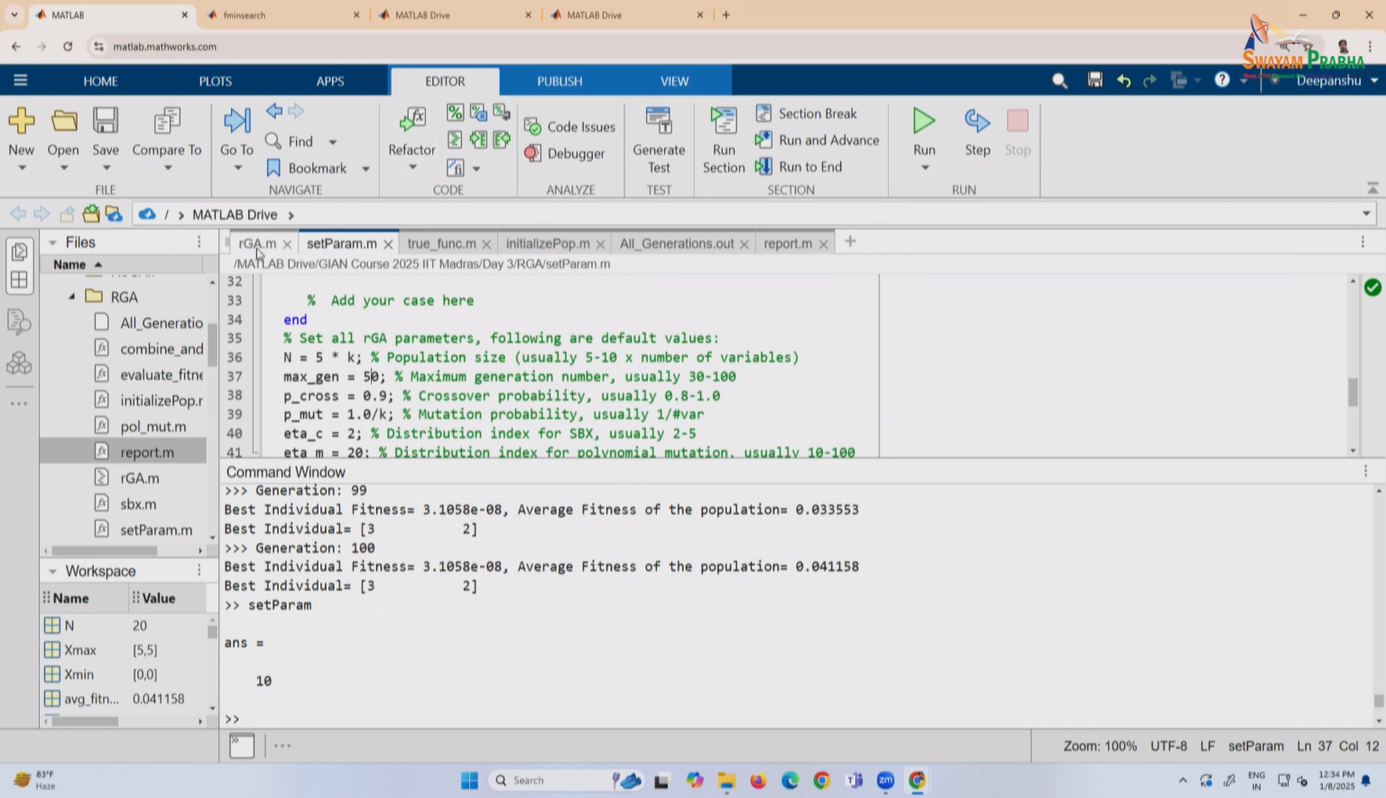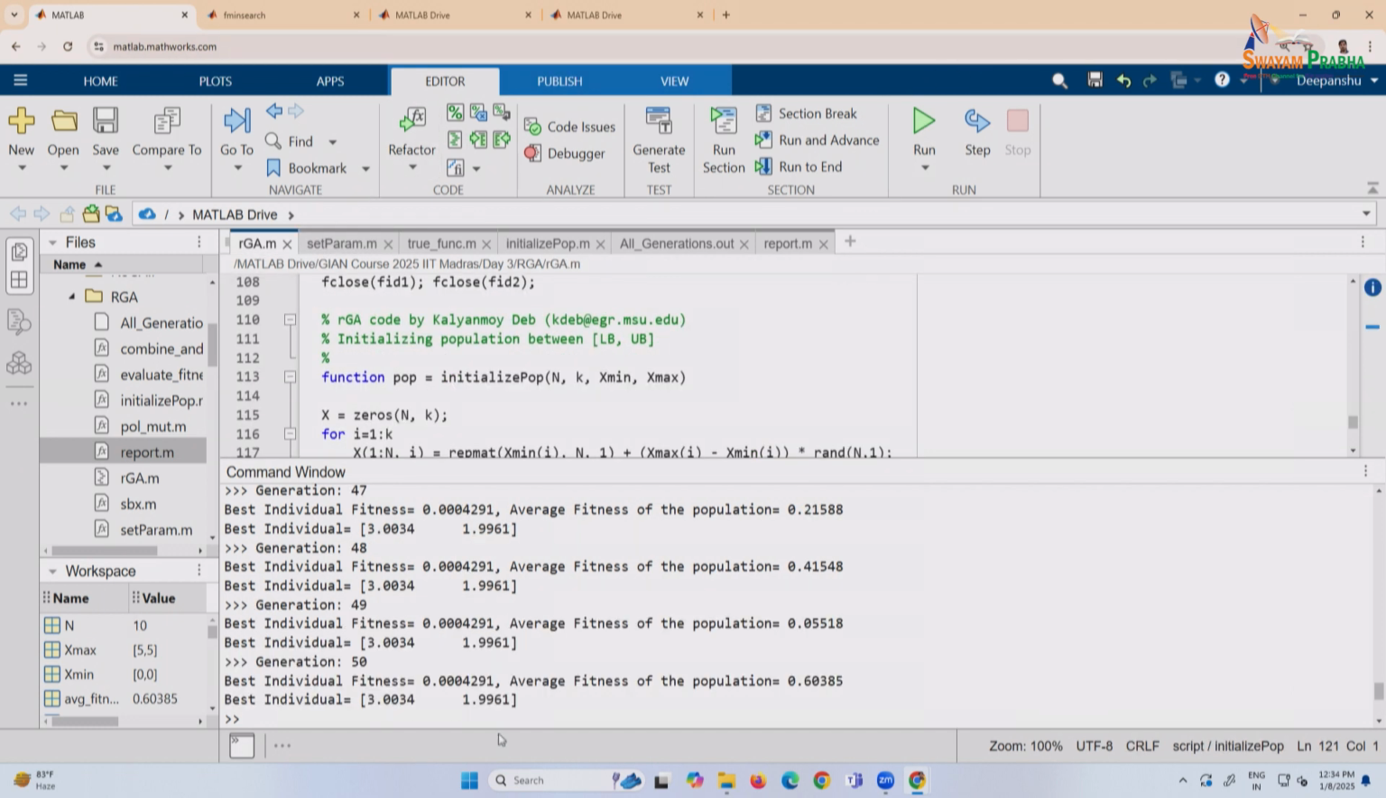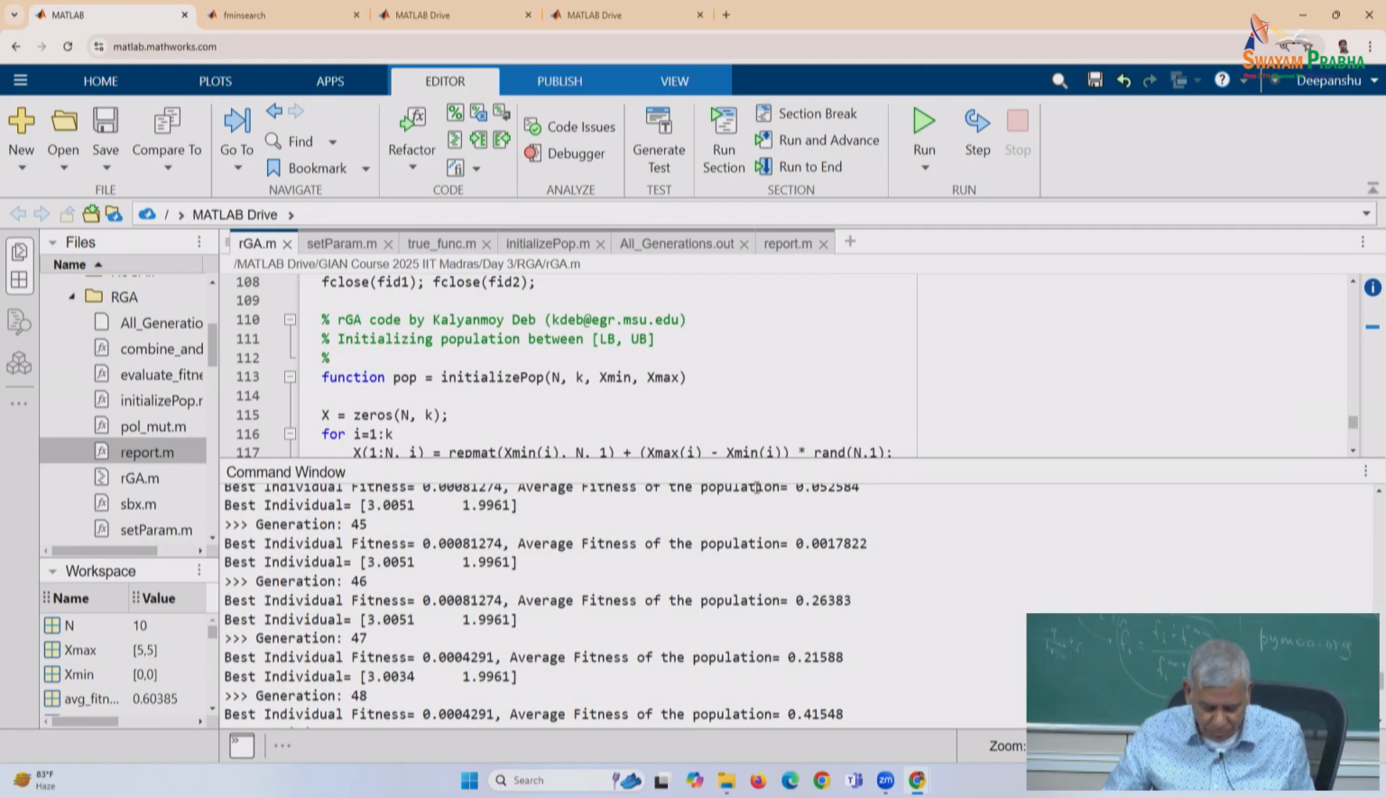Sorry, I have to run the RGA. Okay, now it's not 3,2 crisply, but you see very close to 3 and 2, and the function value is this. So that's the effect of population size. If you have a small population size, you get an approximate result. Then you can experiment with it to see where you start to get satisfactory results. So that's the kind of hyperparameter tuning that you may have to do.